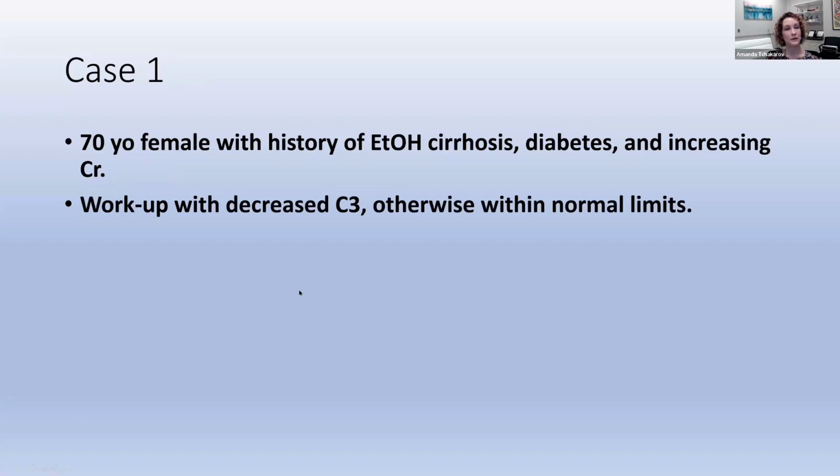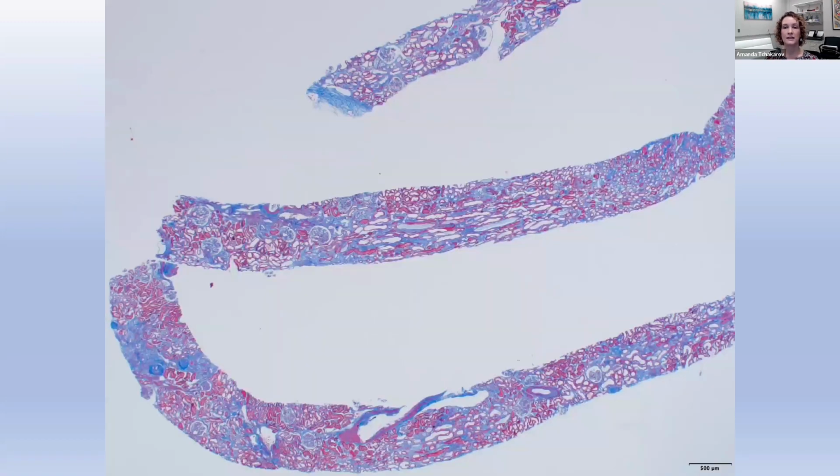So going into our first case, this is a 70-year-old female with a history of alcoholic cirrhosis, diabetes, and increasing creatinine. Her workup showed a decreased C3 and otherwise was within normal limits. When looking at kidney biopsies, I like to start with a trichrome stain on low power to get an idea of whether this is a more acute or a chronic type process.